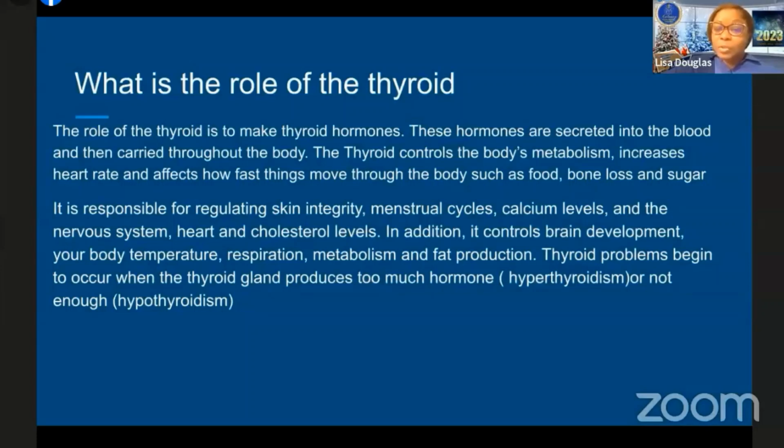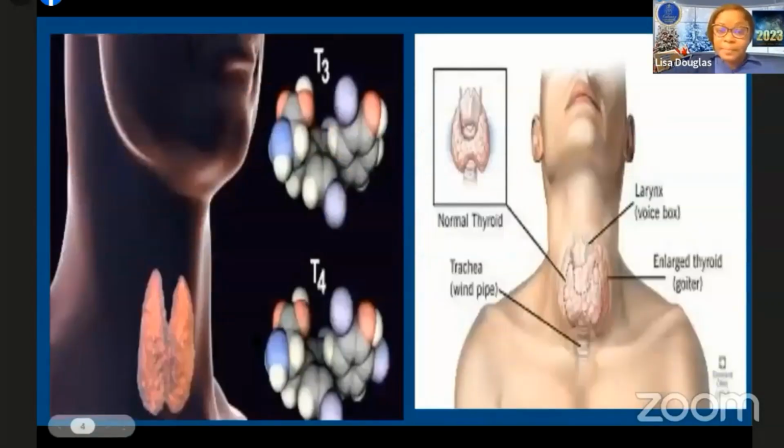In addition, it controls brain development, your body temperature, respirations, metabolism, and fat production. Thyroid problems begin to occur when the thyroid gland produces too much hormone, which is called hyperthyroidism, or not enough, which is called hypothyroidism. And this is what a normal thyroid looks like. And this is what an enlarged thyroid looks like. And I'm going to go further into that.